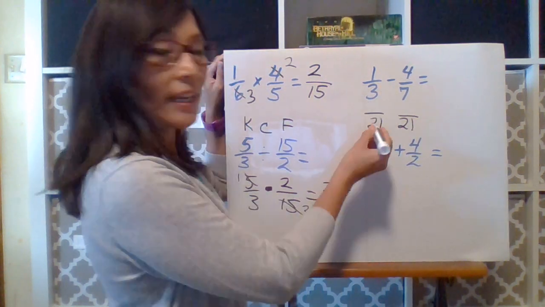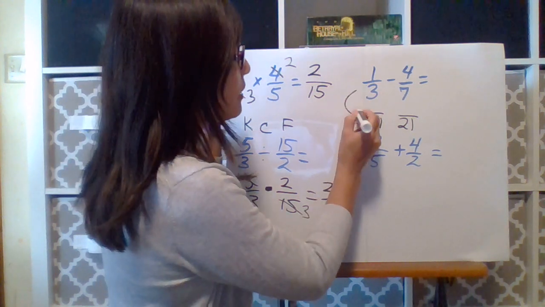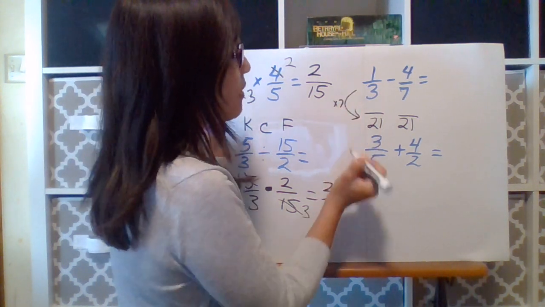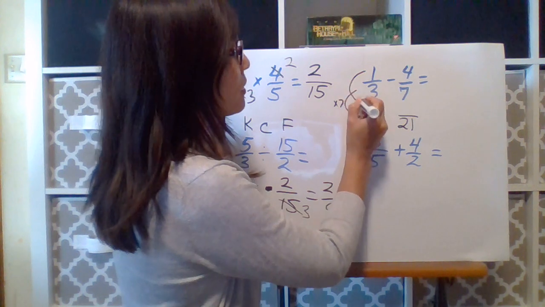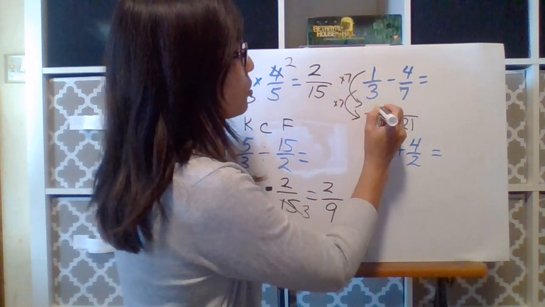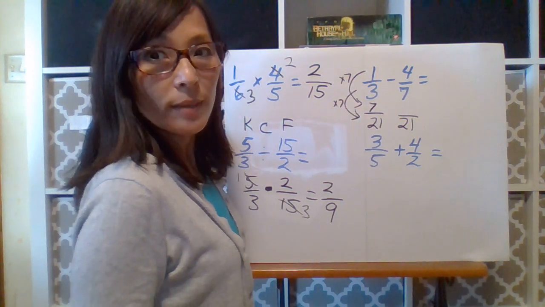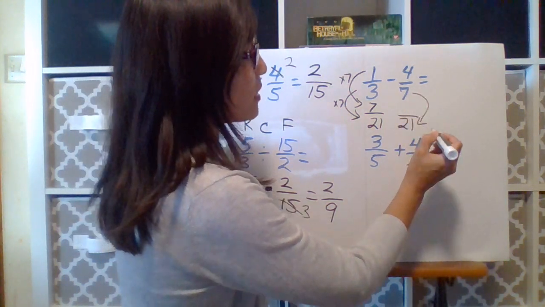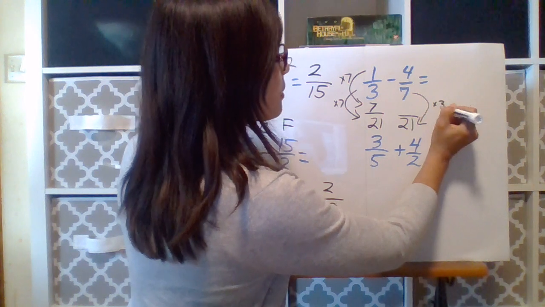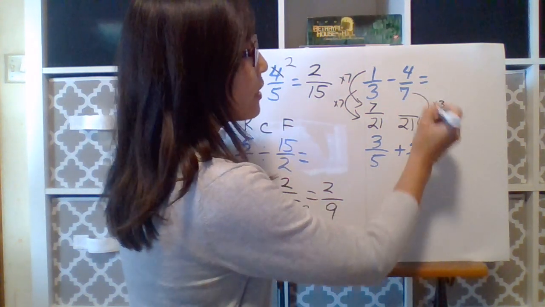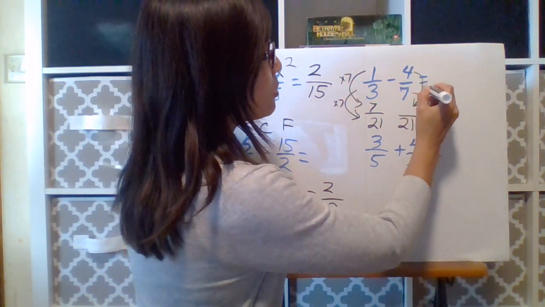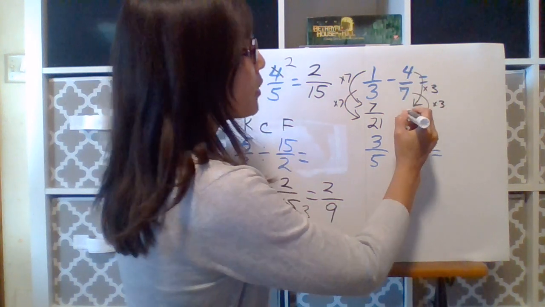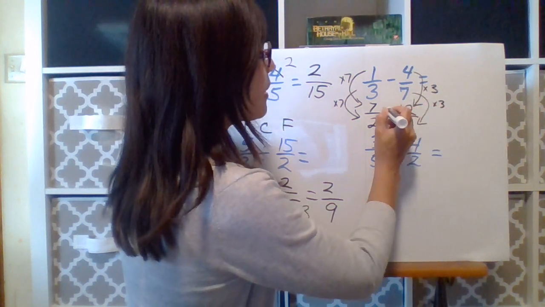And what did it take for 3 to become 21? You needed to multiply by 7. And so whatever I do to the denominator, I need to do to the numerator. So that gives me 1 times 7 is 7. In this case, what did it take for 7 to become 21? I needed to multiply by 3. So whatever I do to the denominator, I also need to do to the numerator. So 4 times 3 is 12.